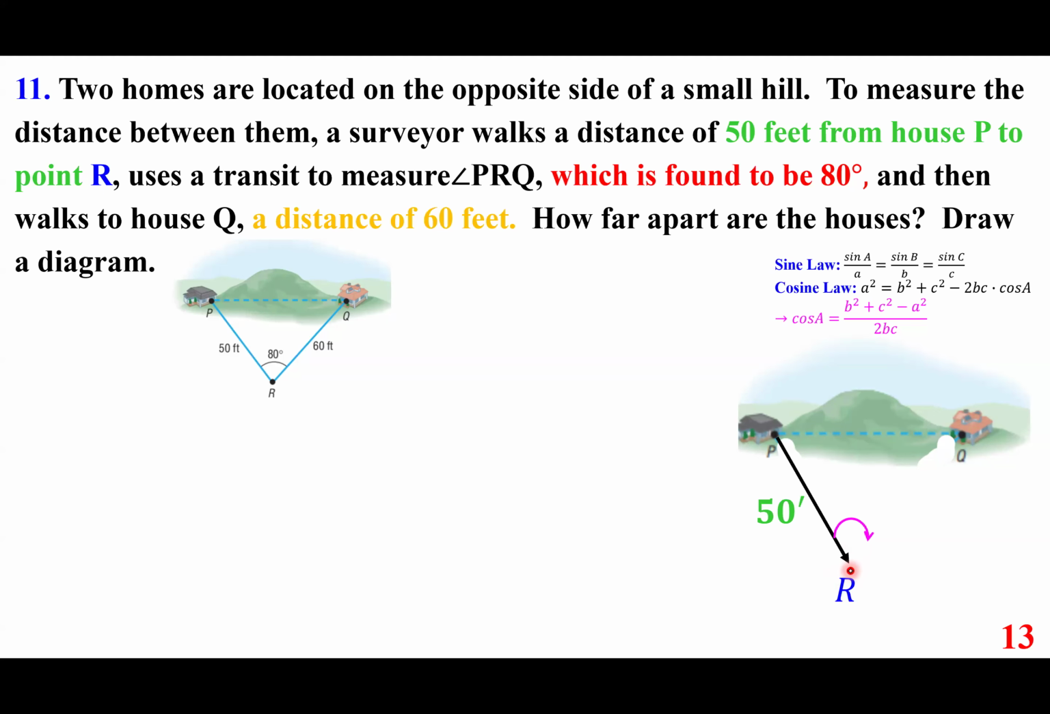We measure this angle, which is 80 degrees, and then we walk towards the house, which is 60 feet. This you should be able to come up with if this wasn't given. And that's the idea. I did it step by step so you understand what happens here.